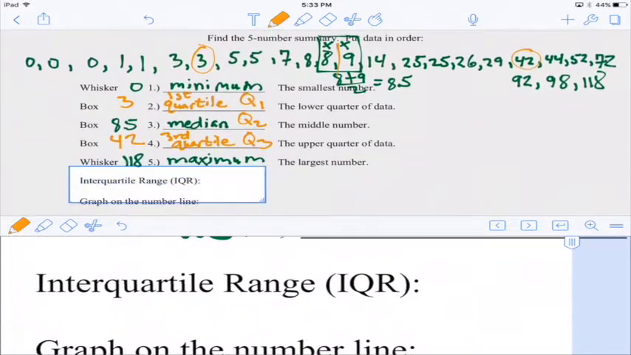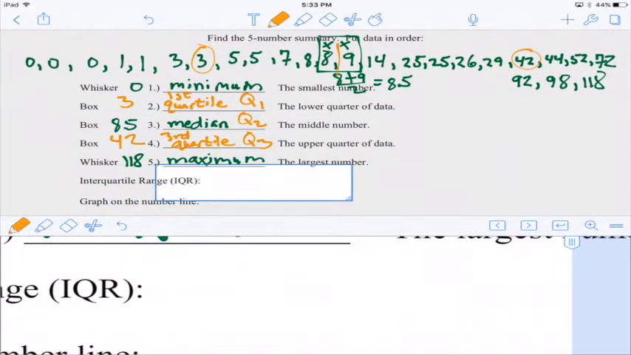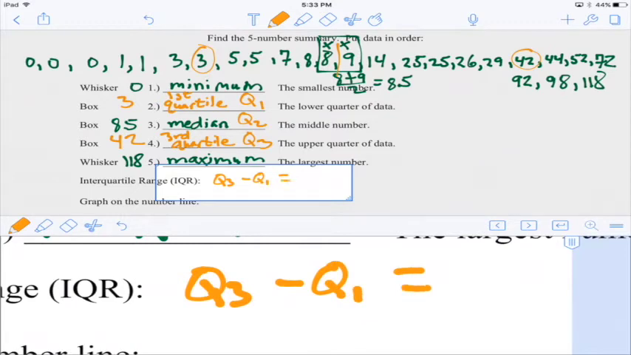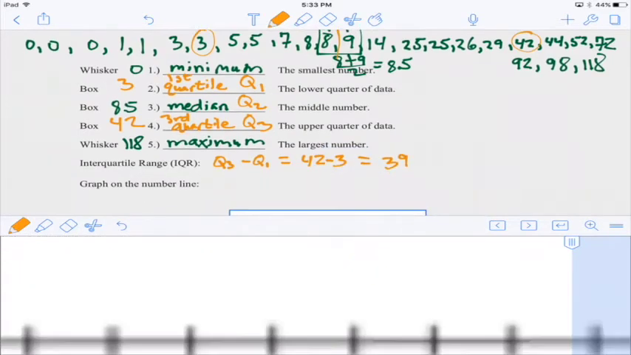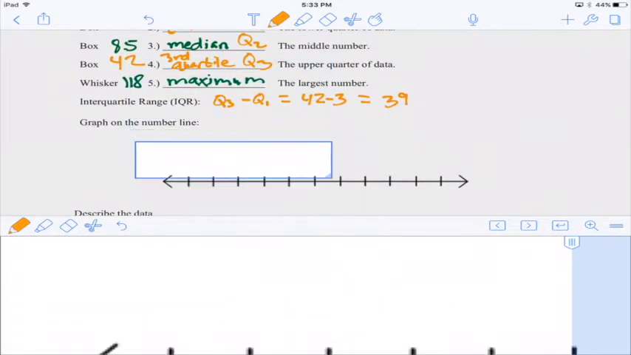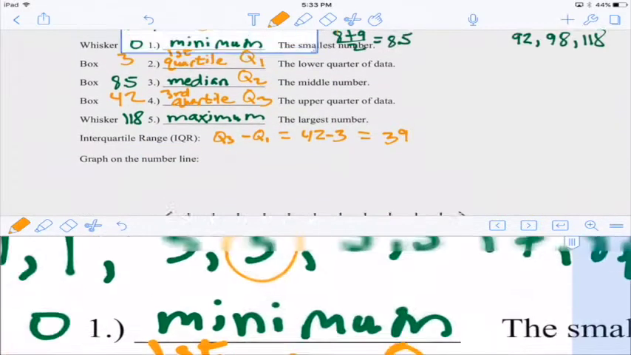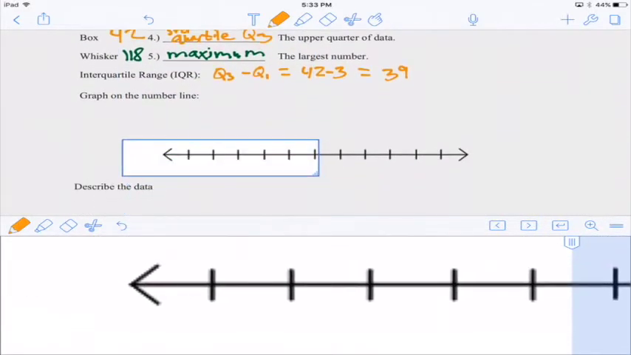Okay, my interquartile range is the same as range. You take the max minus the min, but we're doing that with quartiles. So we take Q3 minus Q1. So 42 minus 3. So our interquartile range is 39. Now we're going to graph all this on our number line. So we're going all the way up to 118. So I'm going to count by tens.